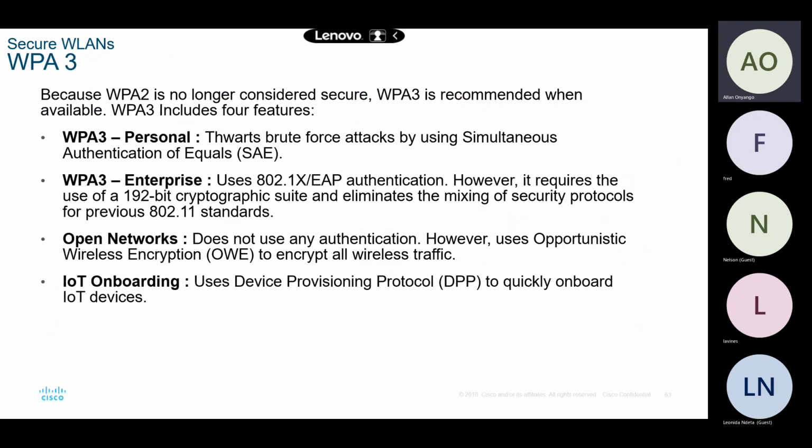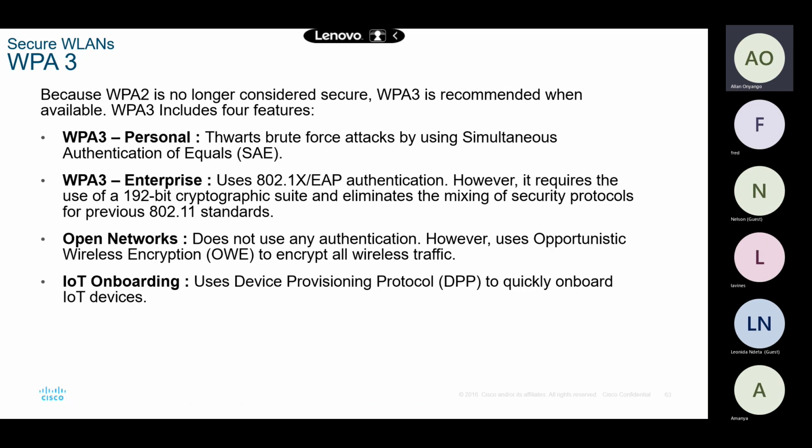Now, being the latest mode of technology, WPA3 is a very important one, and it is important that we talk about WPA3, the Wi-Fi Protected Access. The reason why we have WPA3 is because WPA2 is no longer considered secure, and that's why we strongly recommend that WPA3 be used whenever possible. There are 4 features that we have for WPA3. 1, WPA3 can be used to prevent brute force attacks.